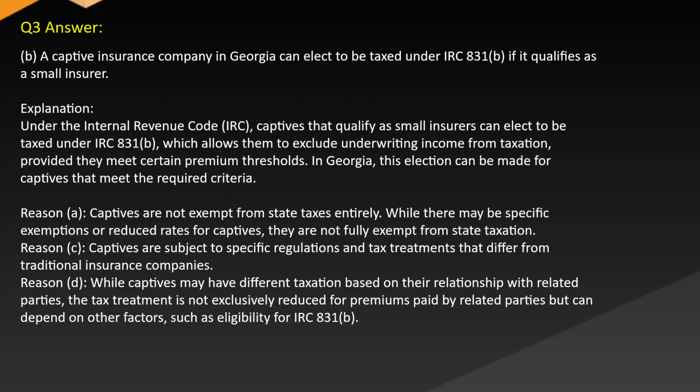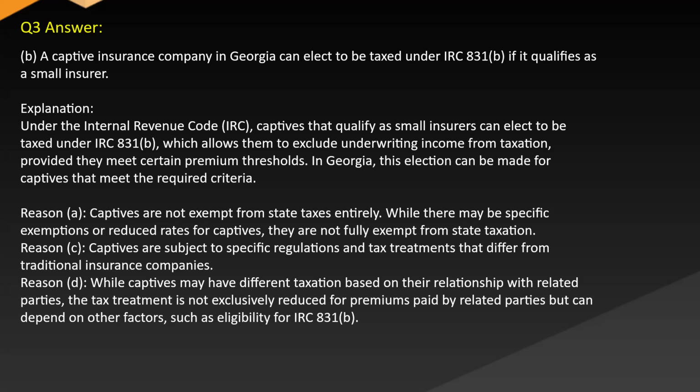Answer: B. A captive insurance company in Georgia can elect to be taxed under IRC 831(b) if it qualifies as a small insurer. Explanation: under the Internal Revenue Code, captives that qualify as small insurers can elect to be taxed under IRC 831(b), which allows them to exclude underwriting income from taxation, provided they meet certain premium thresholds. In Georgia, this election can be made for captives that meet the required criteria.